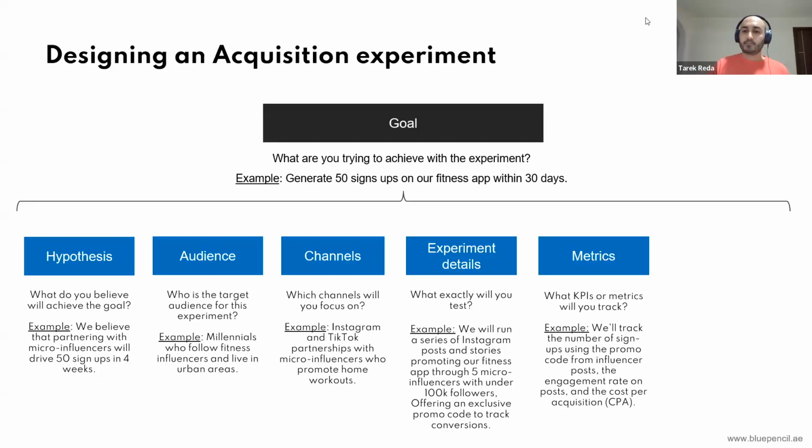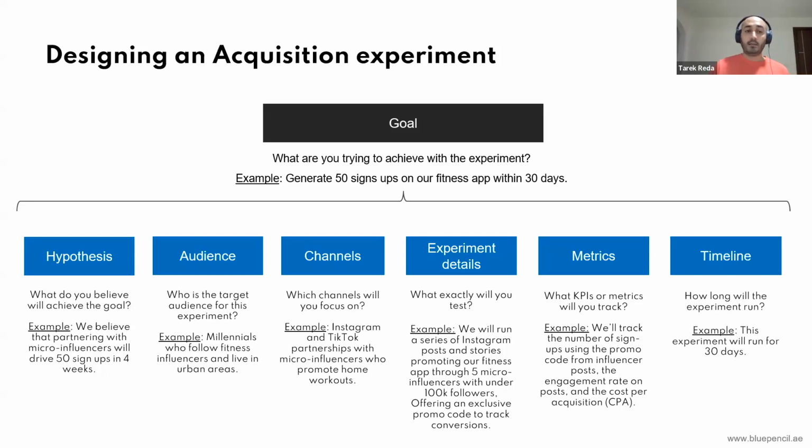The metrics or KPIs that you're going to be tracking would be things like the number of signups using the promo code of influencers from their posts, the engagement rate on posts, and cost per acquisition. And finally, the timeline: we will run this experiment for 30 days. Okay, so these are all the components of an experiment, and you get to this point and you're basically ready to launch it.